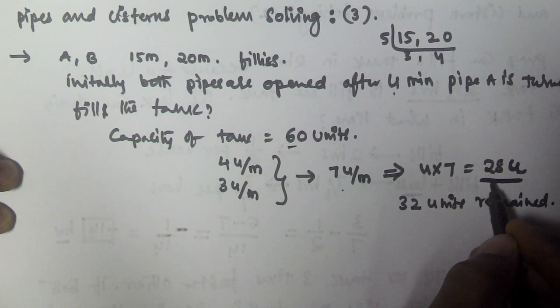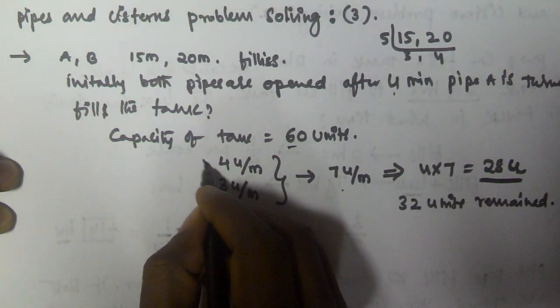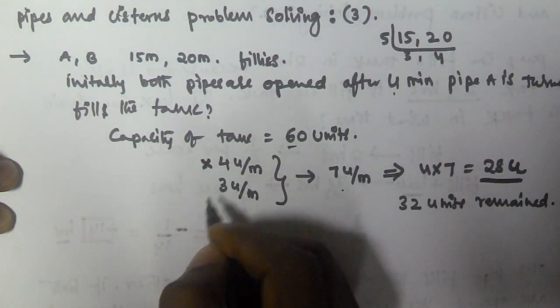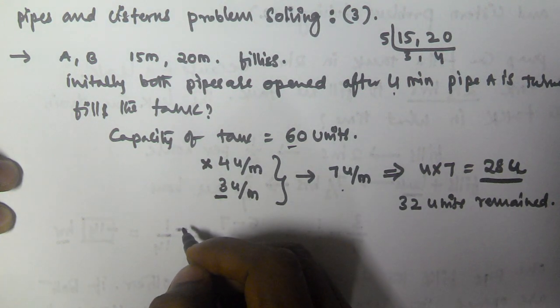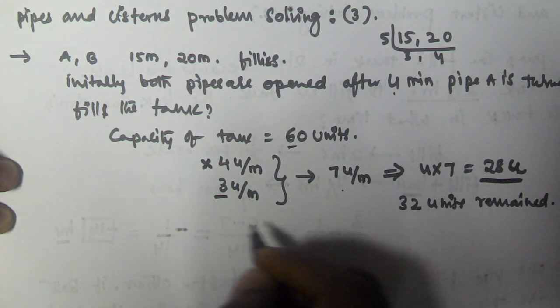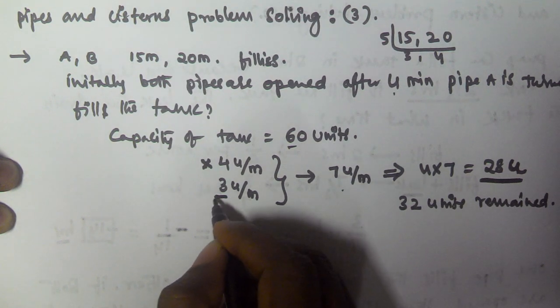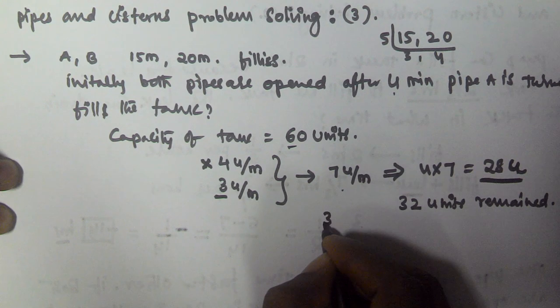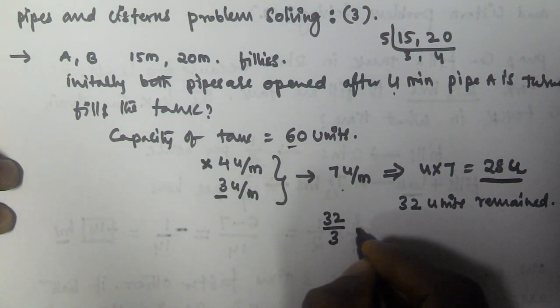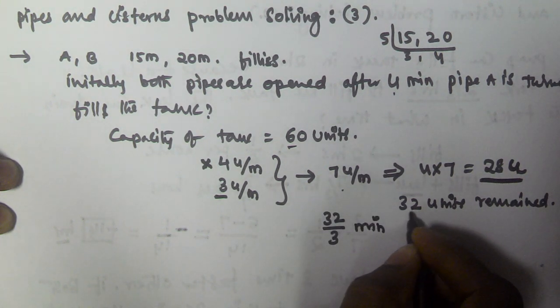But after 4 minutes A is turned off, that means the 4 units are not filled by A. So the remaining 32 units are filled by B only. B is filling 3 units per minute. So B takes 32 by 3 minutes to fill 32 units.